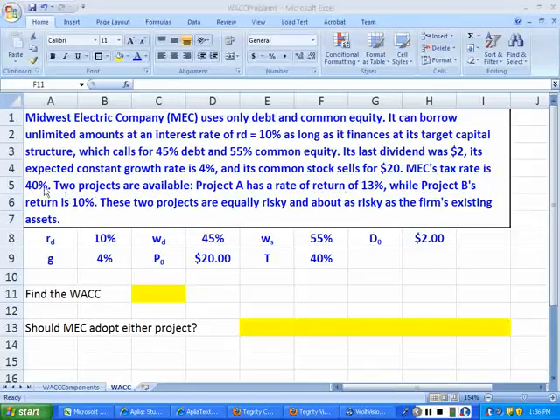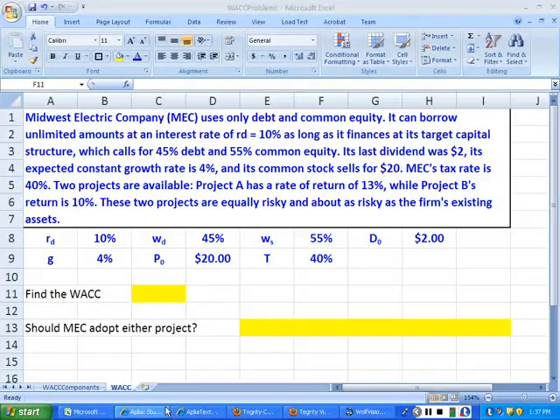They have a tax rate of 40%, and they've got two projects. Project A with a rate of return of 13%. Project B has a return of 10%. So what we want you to do is to find the WACC and then determine whether or not they should adopt either one or both projects or none at all.